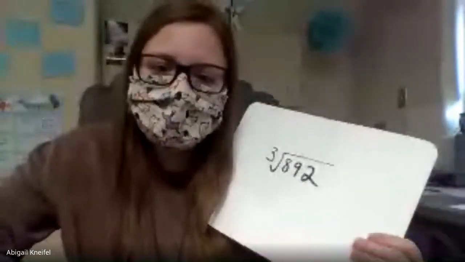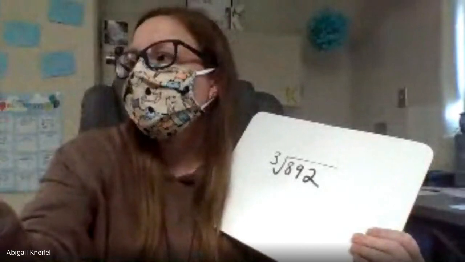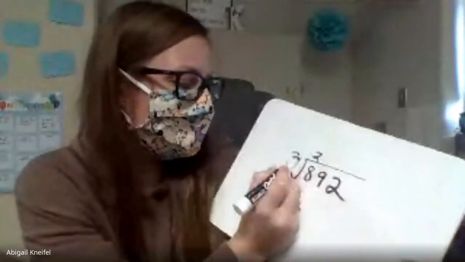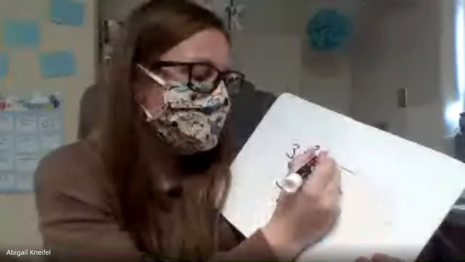How many times can 3 go into 8? Julian, once again, we are on the next problem, bud. 2 can go in 2 times. 3 times 2 is 6. 8 minus 6 is 2. Bring down my 9. 3 can go into 29.